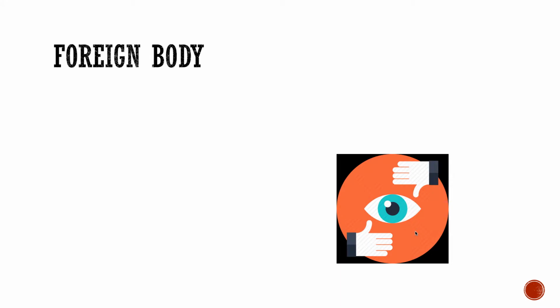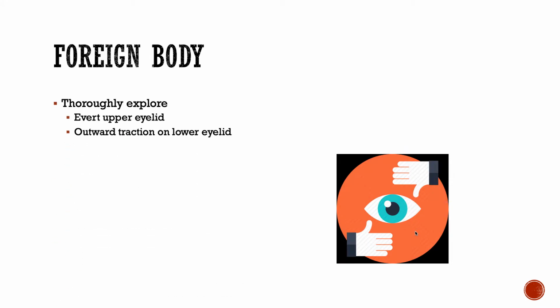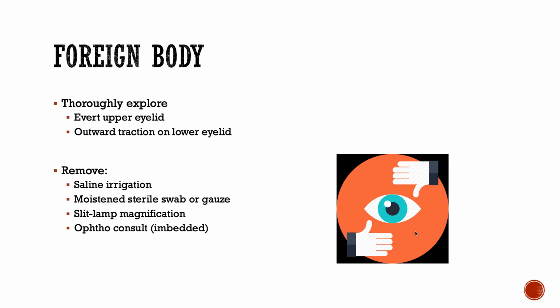So with foreign bodies, you want to thoroughly explore both behind the eyelids, in the fornices, as well as overlying the eye. So you want to evert it, and we talked about the outward traction on the lower eyelid and the cheek. So there's different ways to remove foreign bodies. If it's obvious and you can see it on exam, then you could use a wet cotton swab or a gauze to gently remove it. But if it's suspected but you don't see it, so you're worried about sand in the eye or something along the eyelids that's not clearly visible, you could do saline irrigation to help get that out as well.